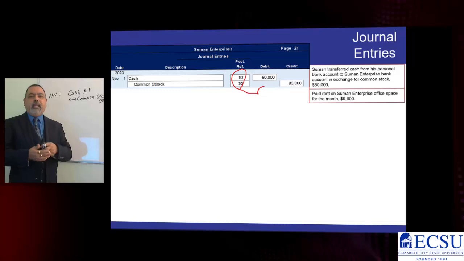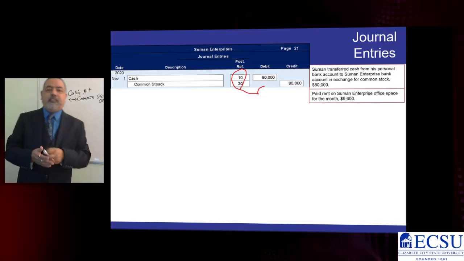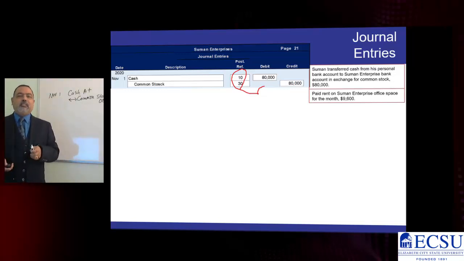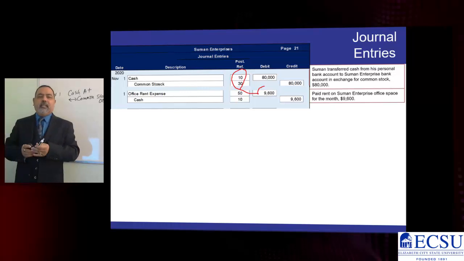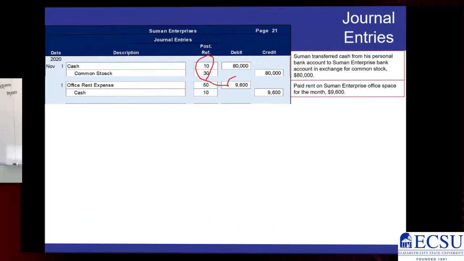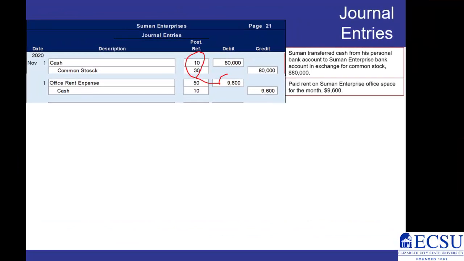Number two is paid rent on Suman Enterprise office space for the month. Since it is for the month, it is going to be rent expense. Now here you can see office rent expense is debited and cash account is credited. As you can see, again, cash is on page 10 of the ledger and the office rent expense is 50 of the ledger. Amount is 9,600. So that's the second transaction.